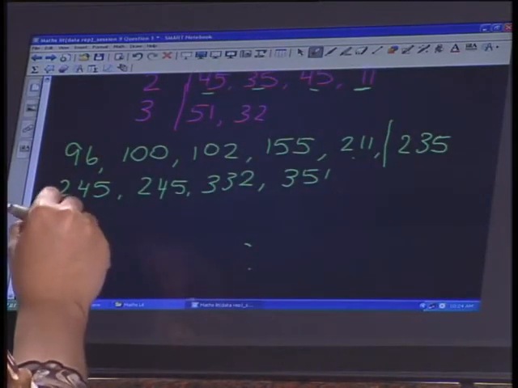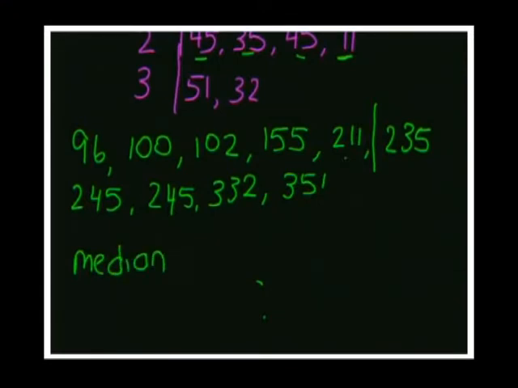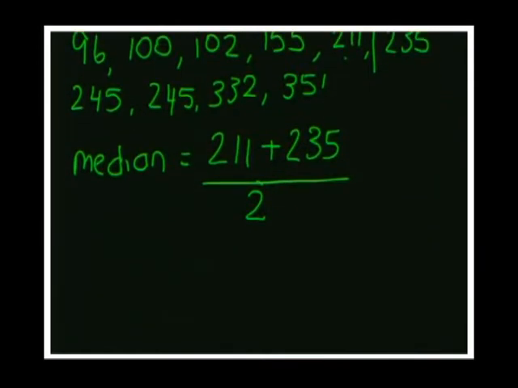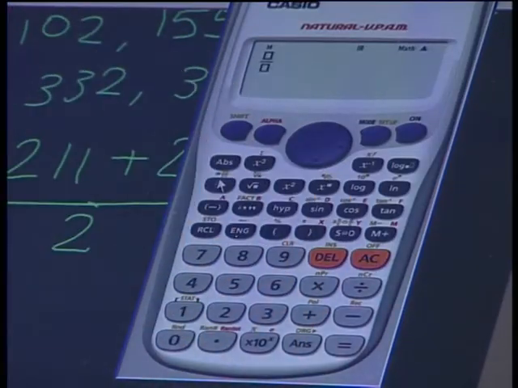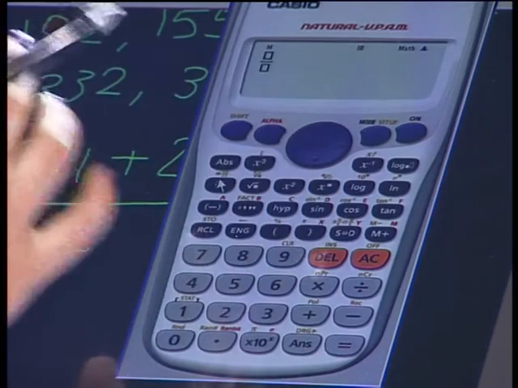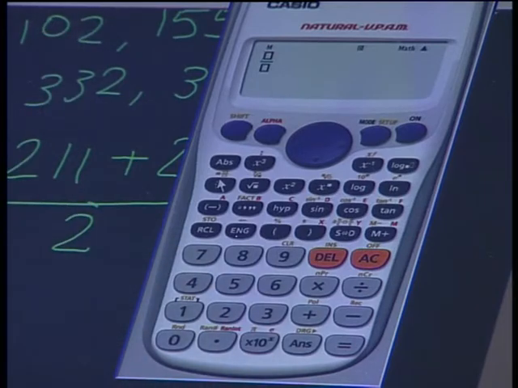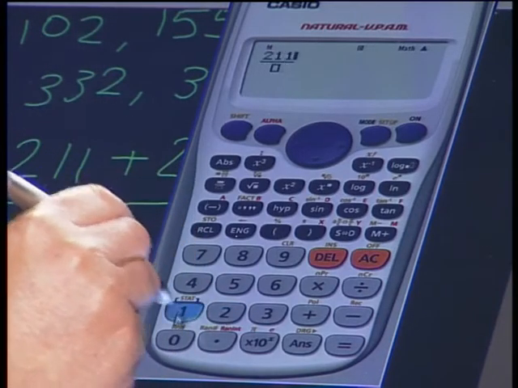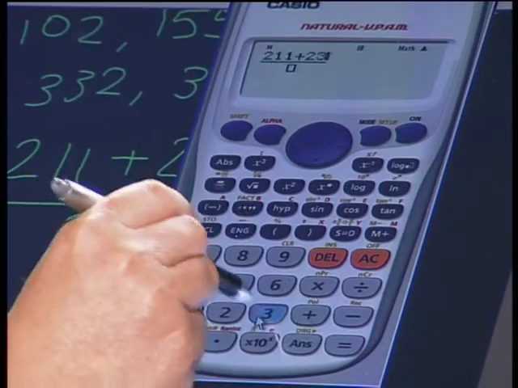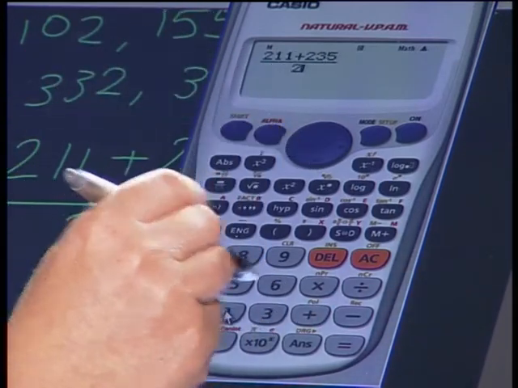So my median is actually between the 2. So it's 211 plus 235, and we're going to divide that by 2. So now I'm going to do this on the calculator rather than doing it in my head. I'm going to use my fraction button, or I'm going to use my brackets, but remember your calculator does BODMAS, so if I just type it into the calculator, it's going to give me an incorrect answer. So I'm going to use my fractions, 211 plus 235, and divide by 2.